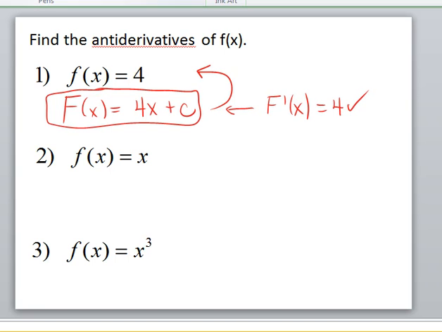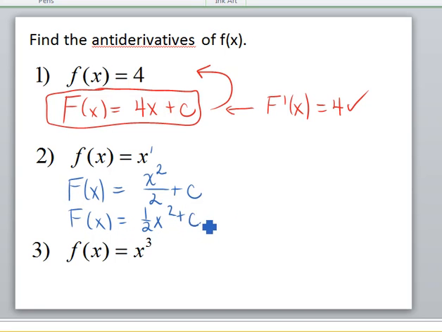So you can check every single one of your antiderivatives by taking the derivative of it. Let's do another one then. We're going to find the antiderivative of x. Well, you raise the exponent by 1. The exponent there is 1. You raise it by 1, and you put it over that same exponent. While that looks funny, really all it says is 1/2 x squared plus c.